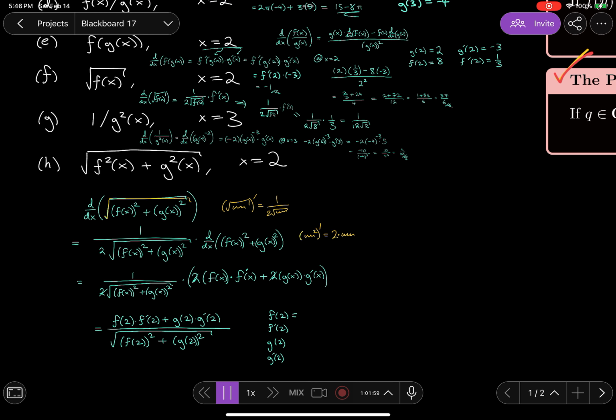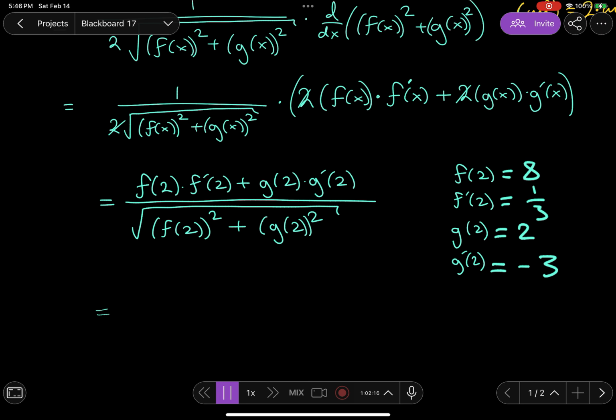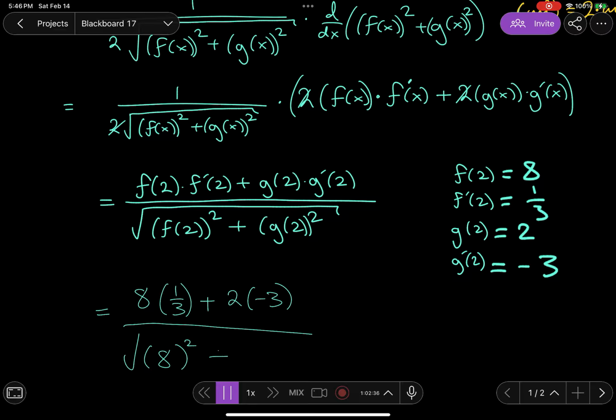F of 2 apparently is 8. We got f prime of 2, that's 1/3. We got g of 2, 2. G prime of 2, -3. All right. Plugging stuff in. This is the same thing as 8 times f prime of 2, 1/3, plus g of 2, which is 2, times g prime of 2, which is -3, all divided by the square root of f of 2 squared. F of 2 is 8 squared, and then plus g of 2 squared, which is 2 squared.